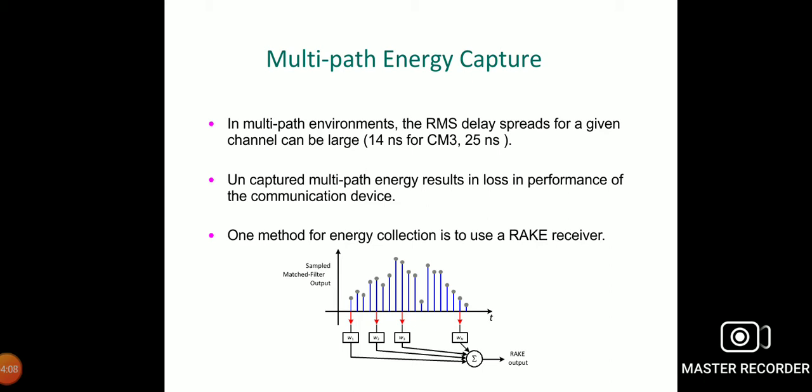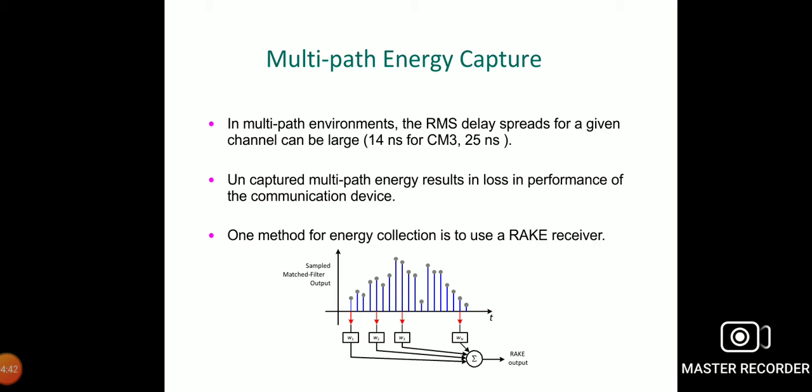In a multipath environment, the RMS delay spread for a given channel can range from 14 nanoseconds to 325 nanoseconds. Uncaptured multipath energy results in loss in performance of the communication device. One method of energy collection is the rake receiver. So it is assumed that the outputs of n number of correlators are A1 to AN.